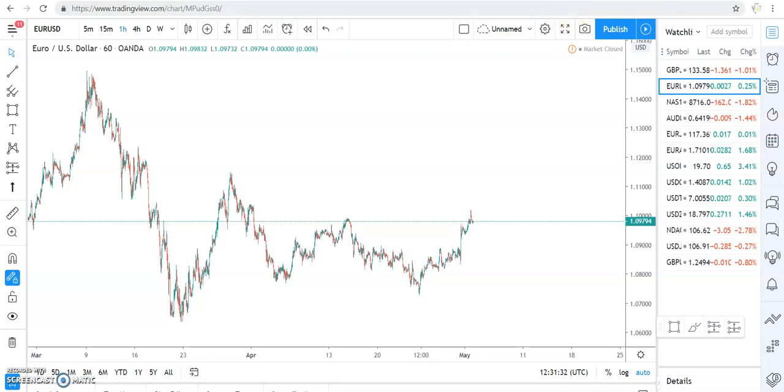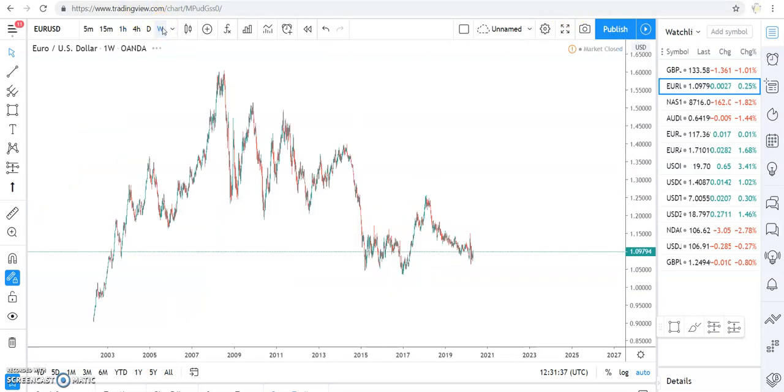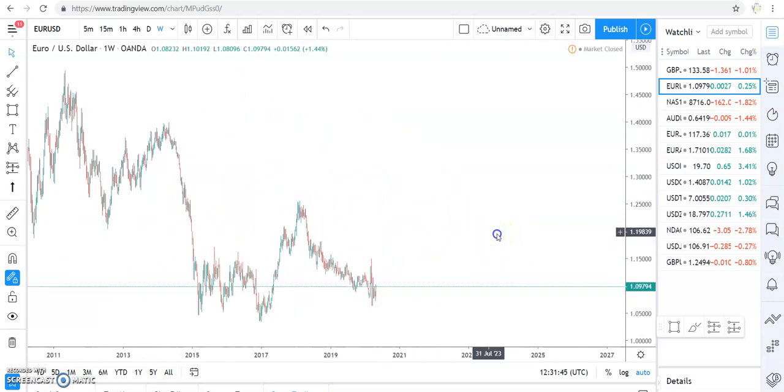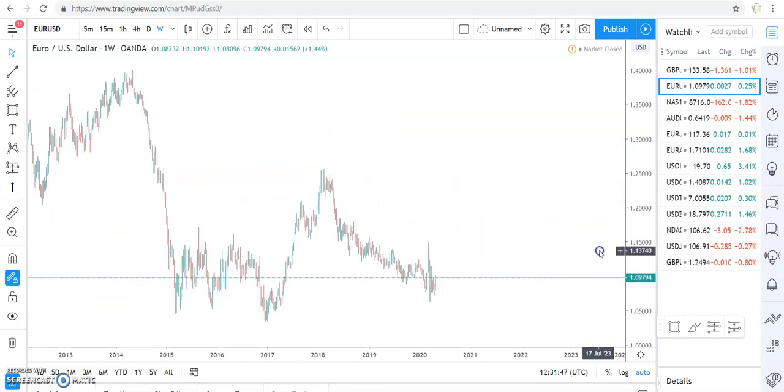Once again, I'm going to start from the weekly time frame and see what Euro USD has been doing. And for my weekly time frame, I can see that we were in a downtrend. So I'm just going to try and move closer to the current price, sorry.